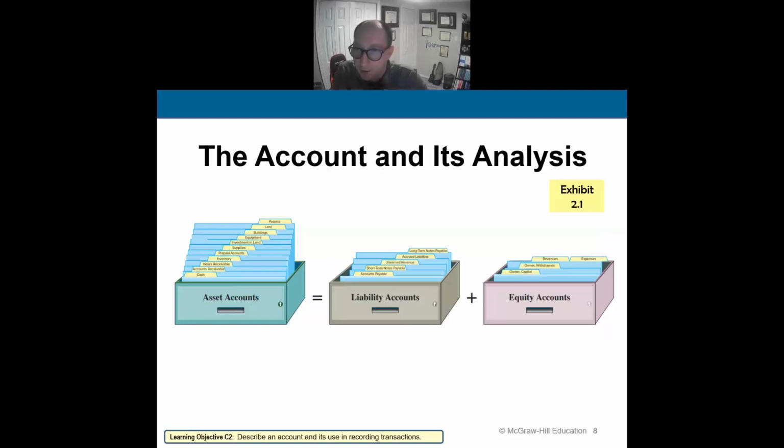So remember the accounting equation we talked about on Monday. It's this thing called the accounting equation: assets equals liabilities plus equity. On this slide, we see a nice representation of all the different types of asset accounts, liability accounts, and equity accounts. Those are the ones that I just talked about. It's a nice graphical representation.